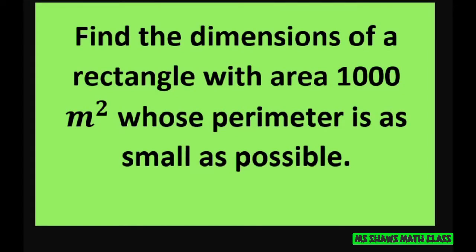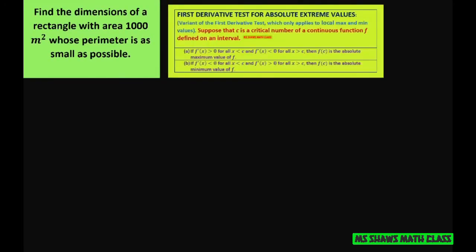Hi everyone, we're going to find the dimensions of a rectangle with area 1,000 meters squared and whose perimeter is as small as possible. Therefore, we want to minimize the perimeter. We're going to do the first derivative test for absolute extreme values.